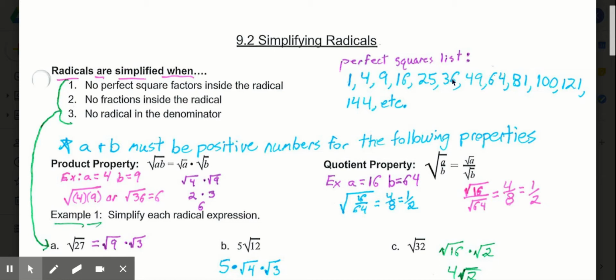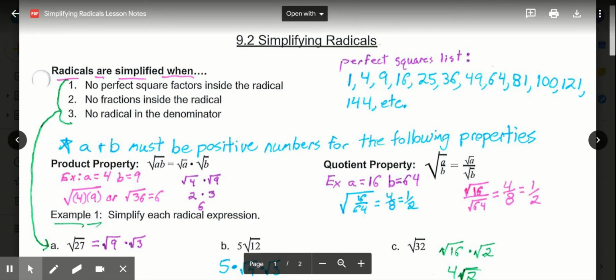The second condition is no fractions inside the radical. We'll go through how to get rid of those, but we cannot have any fractions inside of the square root. And the third criteria is no radical in the denominator. If we are dealing with a fraction, we cannot have a radical or square root on the bottom. Again, we'll look at how to take care of that situation.